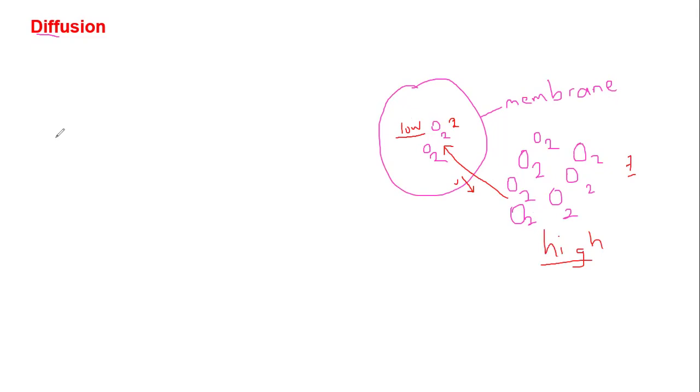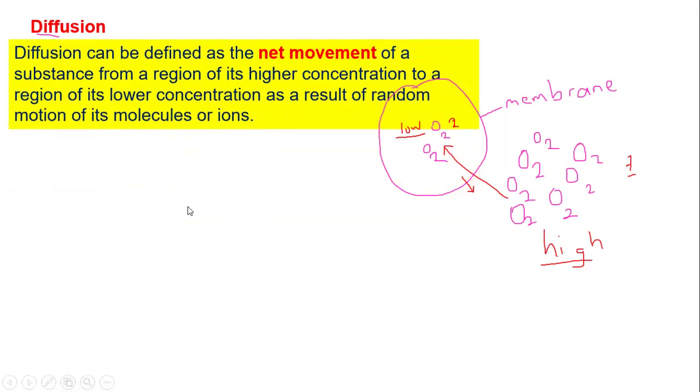So when you look at the definition of diffusion, we can come up with a definition. It is the net movement of a substance or of molecules or of ions from a region of its higher concentration to a region of its lower concentration. So why are these molecules able to move? They have kinetic energy. They just move about randomly. So because of the kinetic energy that they have, that is why they are able to move.